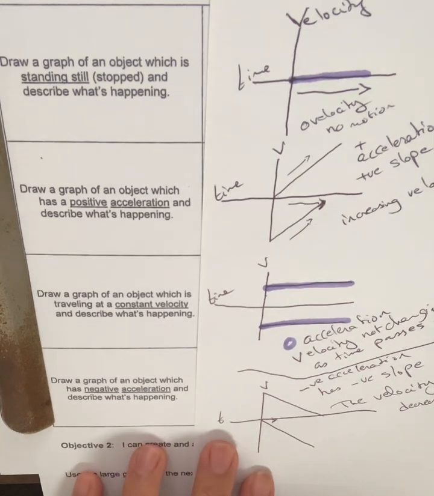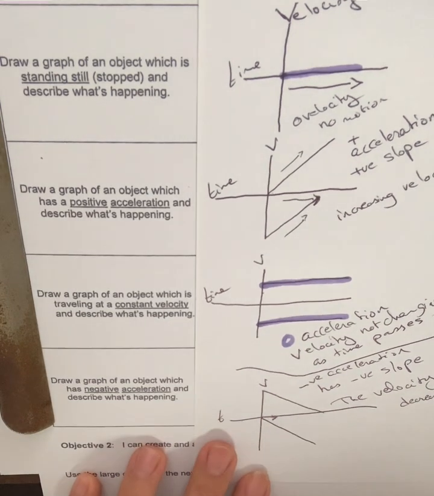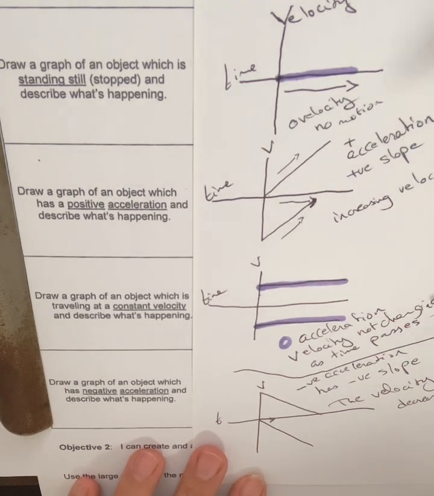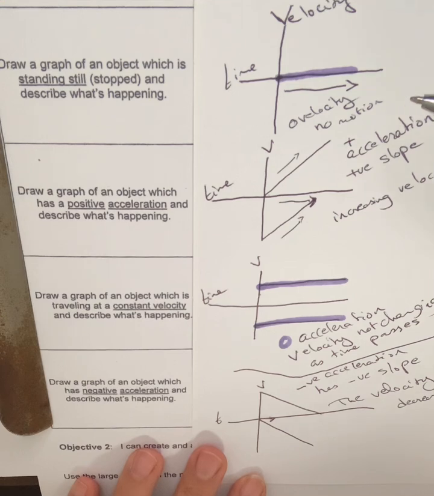So this is basically how we can create and analyze a velocity time graph.